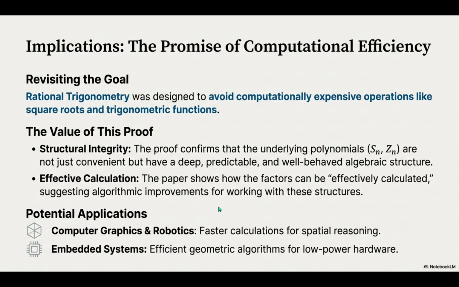If you were writing code for embedded systems, for low-power microcontrollers, real-time graphics, any system where every processing cycle counts, then calculating a sine or a cosine, or especially a square root, is a real cost. It burns power and time. But if your system, say a drone navigating in space, can rely only on rational algebra on quadrances and spreads, you get much faster geometric calculations with perfect rational precision. Exactly. And the proof confirms that these polynomial structures are predictable and can be effectively calculated. That points directly to algorithmic improvements for any system that relies on approximating signals.